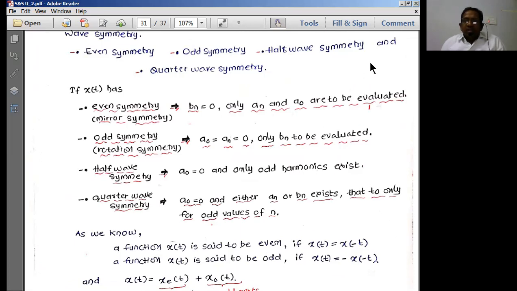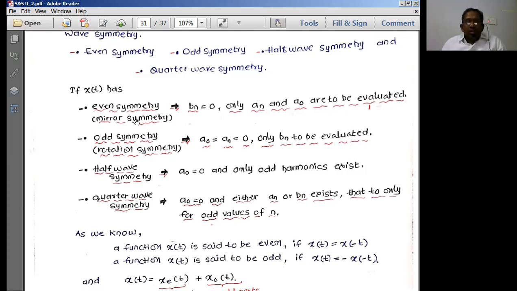That means when nothing is specified in the exam, you can figure out by seeing the problem statement whether an could be 0 or bn could be 0, based on the even and odd symmetry. Once you find out that the given signal is going to generate only even symmetry, then we consider bn is equal to 0. Even symmetry means what? Cos function. Odd symmetry means what? Obviously the sine function.